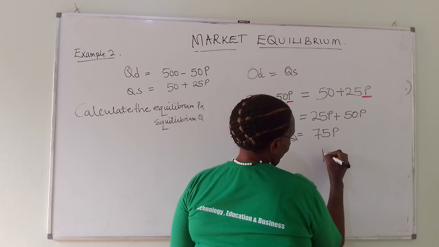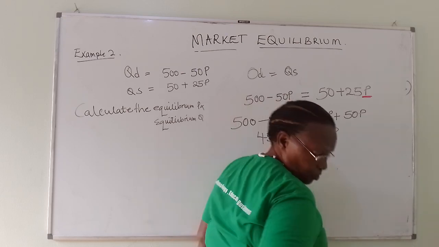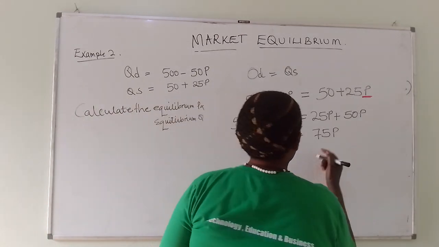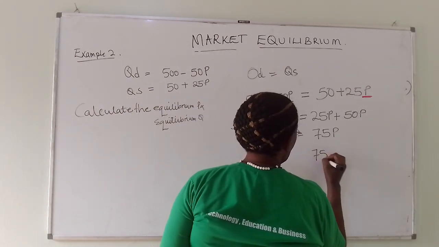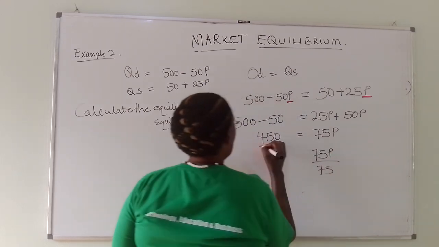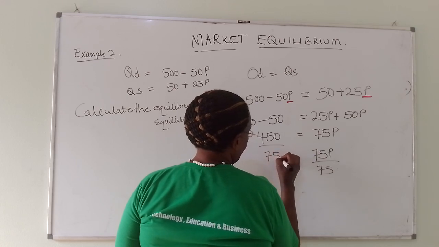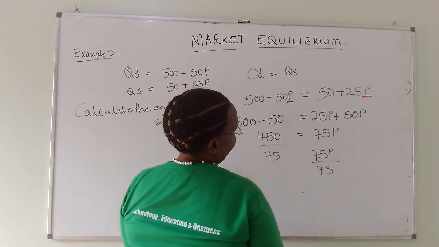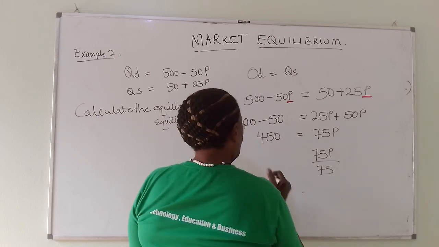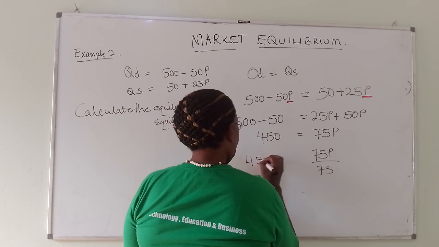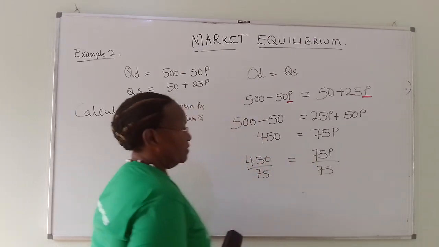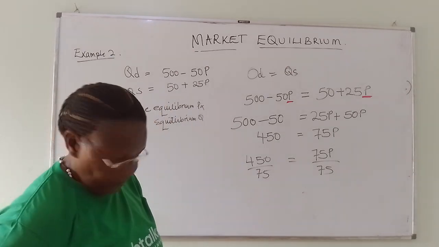Now, p is the unknown. We need to remain with p on that side. And if we are to remain with the p, you divide each side by 75. 75p over 75. And you also divide this side by 75. So 450 over 75 equals 75p over 75.